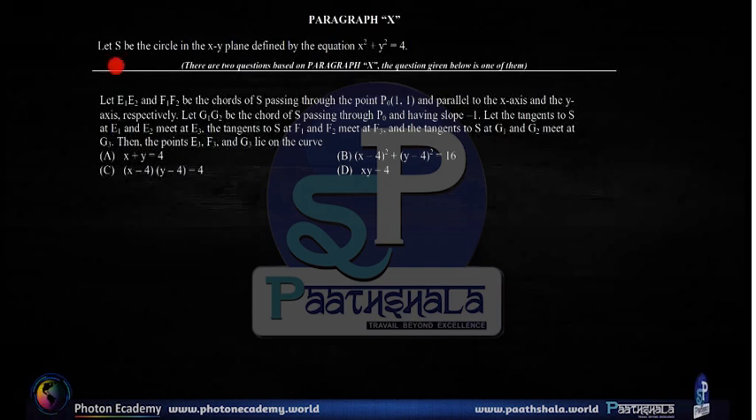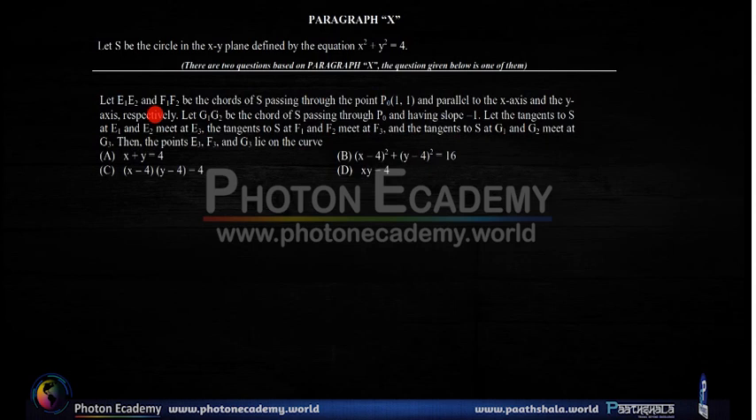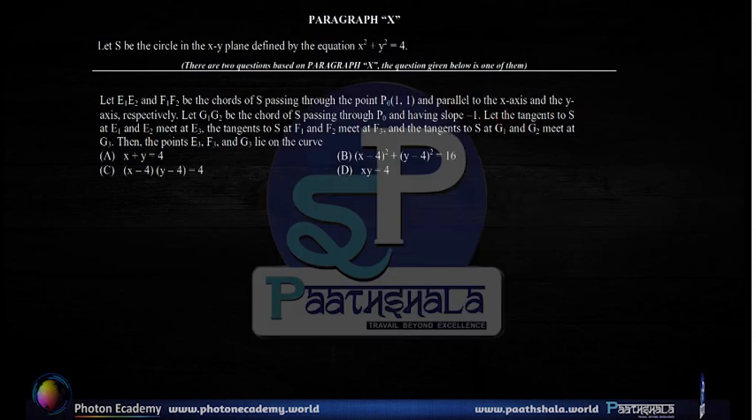Let S be the circle in the xy plane defined by the equation x square plus y square is equal to 4. Let E1, E2 and F1, F2 be the chords of S passing through the point P0 is 1, 1 and parallel to the x-axis and the y-axis respectively.